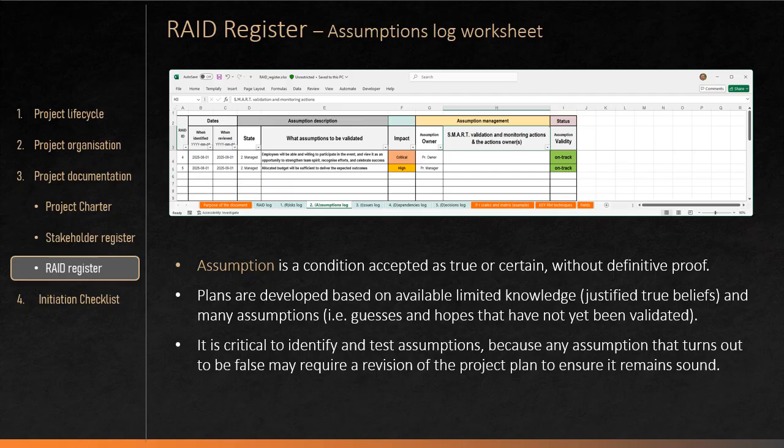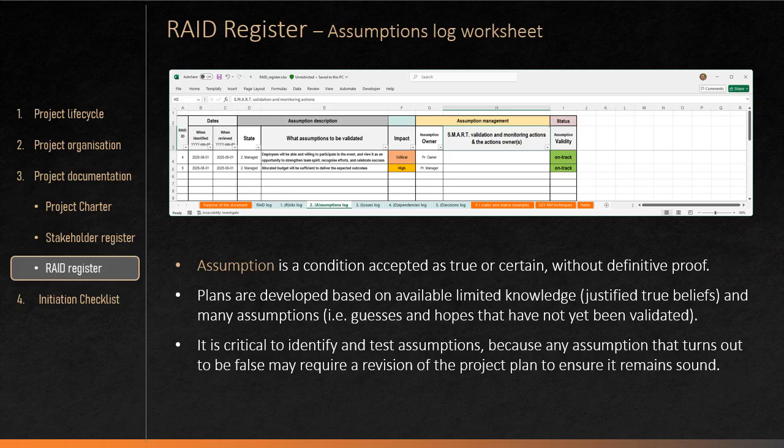The next worksheet in the RIDE register is an assumptions log worksheet. The worksheet is used to control the validity of project planning assumptions, where assumptions are conditions on which the project plan is based and that are assumed to be true but not known for certain.